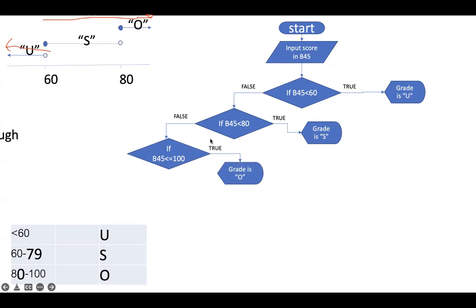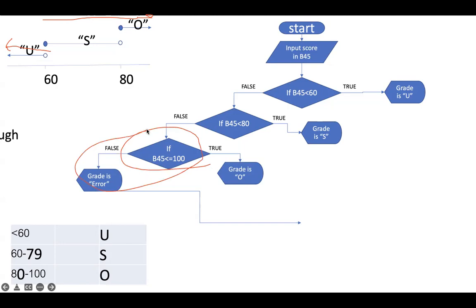Otherwise, you say that the grade is error. But if somebody says, "Teacher, you give extra points, so somebody gets more than 100," then you can just skip this part. You don't need to check this. You can bypass it and say that the student gets grade O straight away. It depends on you.